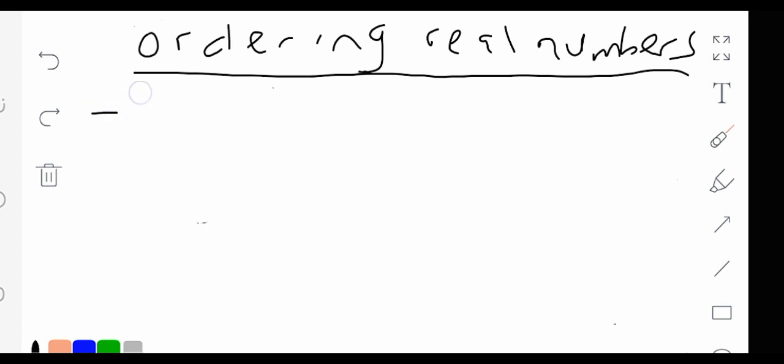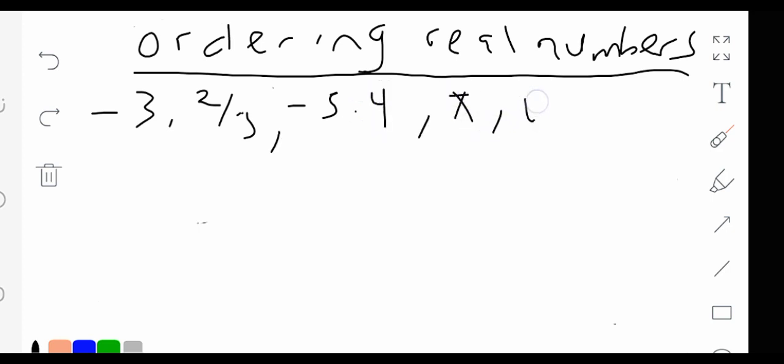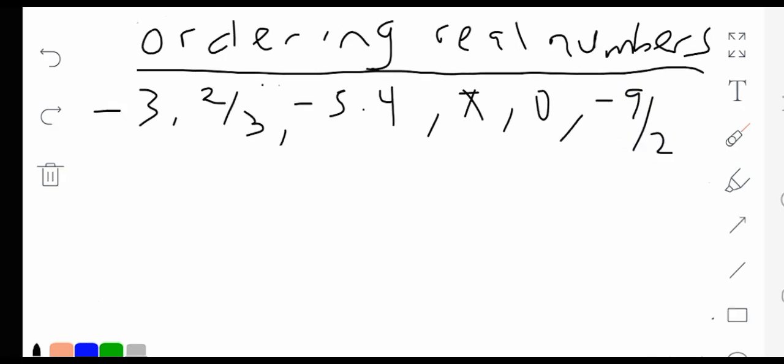Let's say we have minus 3, 2 over 3, minus 5.4, pi, 0, minus 9 over 2. So to order any real number, this is an example, we are asked to order these numbers. We must order them on a number line. You must order any real number on a number line. And to order any real number, you must use a number line.